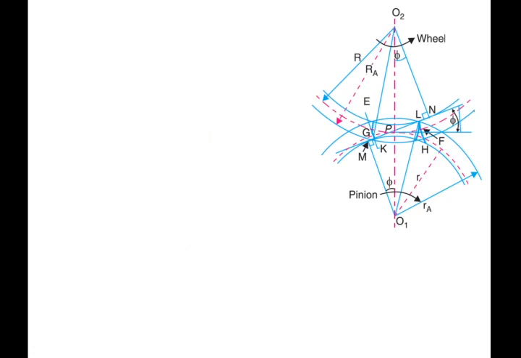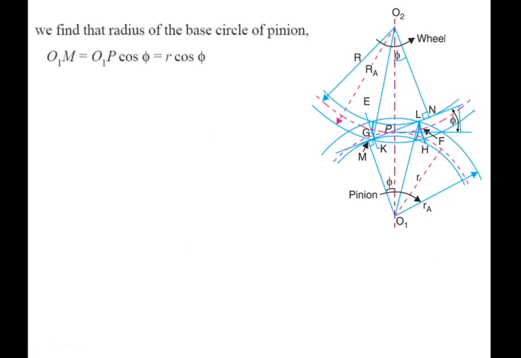Similarly, for the pinion, we have the base circle radius O1m equal to O1p cos phi. Here, if we consider this triangle O1pm and we consider cos phi, we have O1m divided by O1p, and if we rearrange, O1m will be equal to O1p into cos phi, or we can say it is R cos phi.